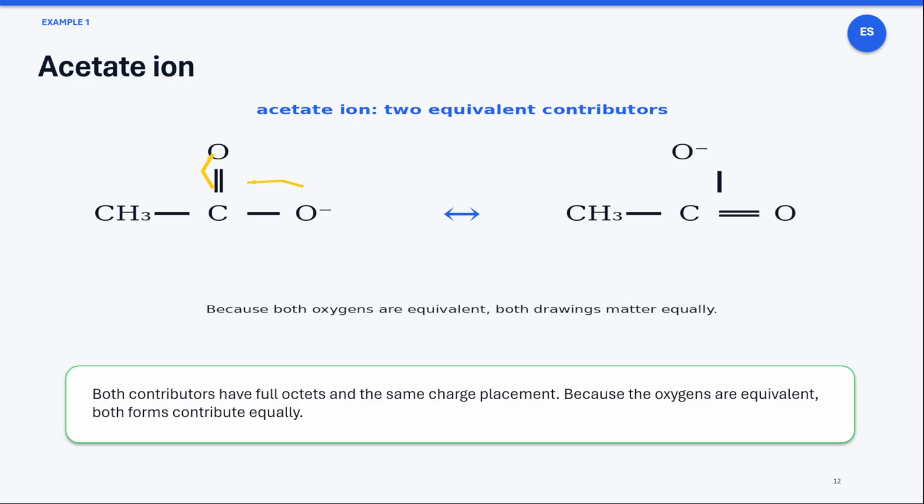These two contributors are equivalent because both oxygens are the same. Both structures have full octets. Both have the same number of formal charges. And the negative charge is on oxygen in both drawings. So for acetate, both resonance contributors matter equally.